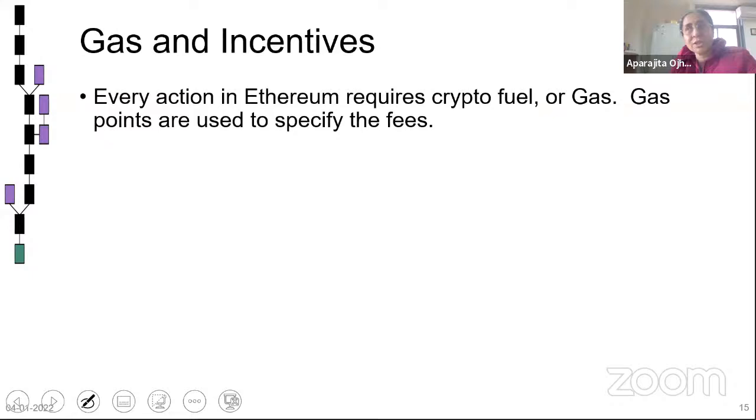So every action in Ethereum requires crypto fuel, or gas. Somebody was asking the other day, yesterday, does blockchain work on public key? See, it's a public-private key setup that I use for encryption and decryption, for accessing and for encrypting the data, right? Can we use the blockchain concept for preventing data breaches? If so, how?